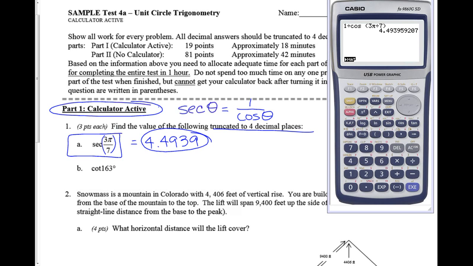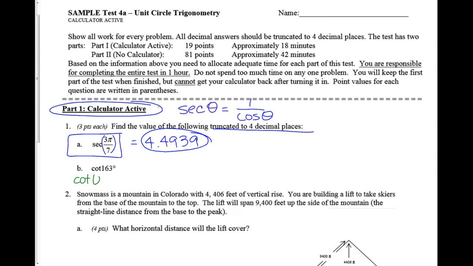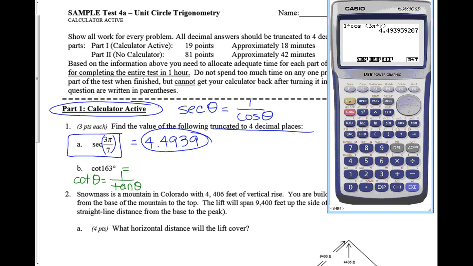Okay, in order to do part B, the cotangent of 163 degrees, I need to realize that the cotangent of an angle is 1 divided by the tangent of that angle. So to find the cotangent of 163, in my calculator, I'm going to have to go back to degree mode. So let me change my angle back here to degrees.